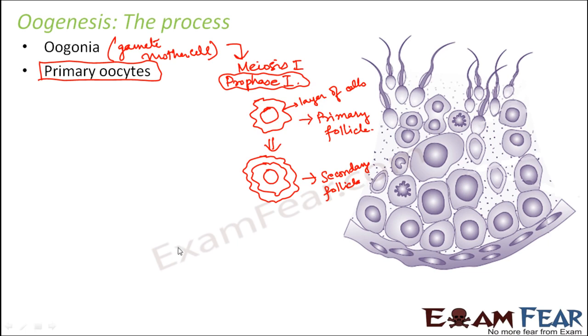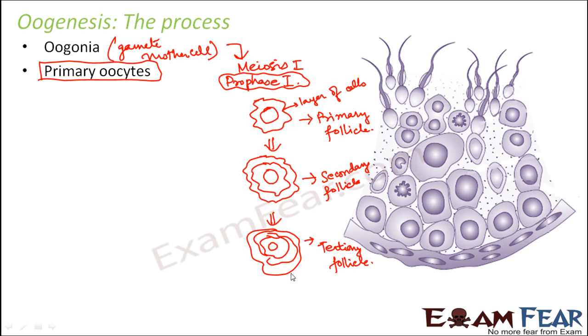Again, over a period of time, it was seen that the layers kept on increasing even more. So now you have even more layers, and it gradually starts to form a tertiary follicle. When this tertiary follicle is formed, a fluid-filled cavity was also noted inside. That fluid-filled cavity was given the name antrum. That was seen only in the tertiary follicle, not before that.